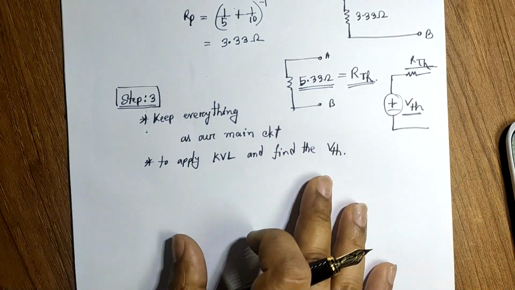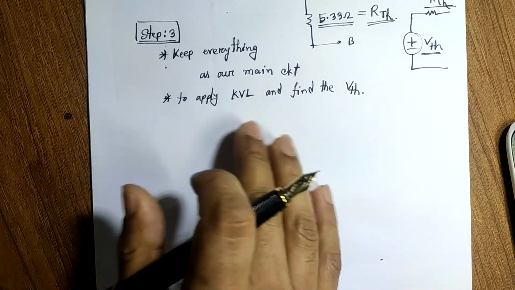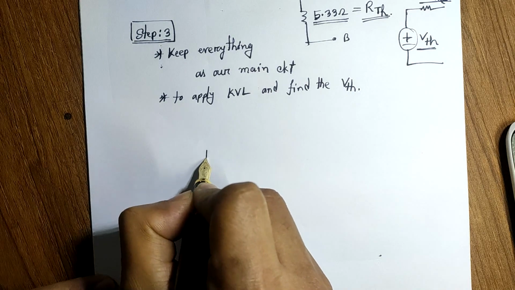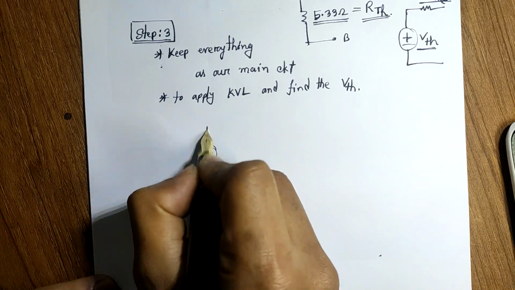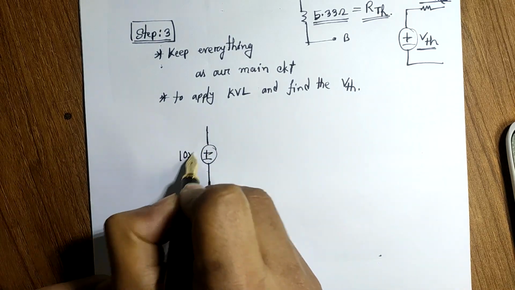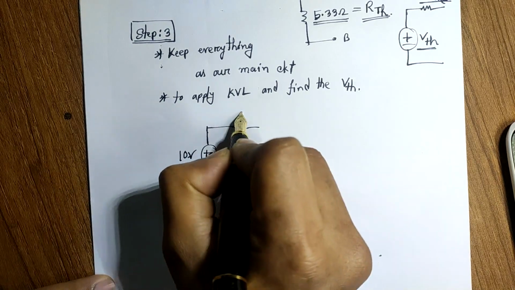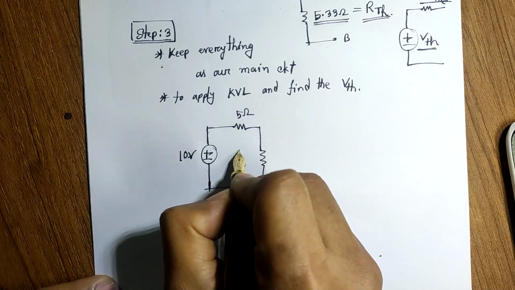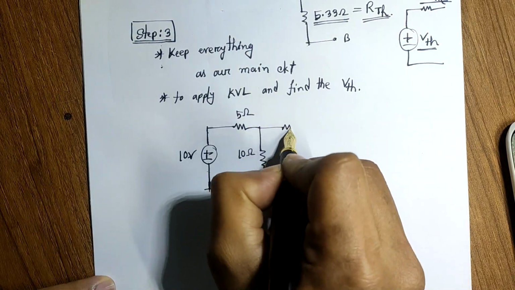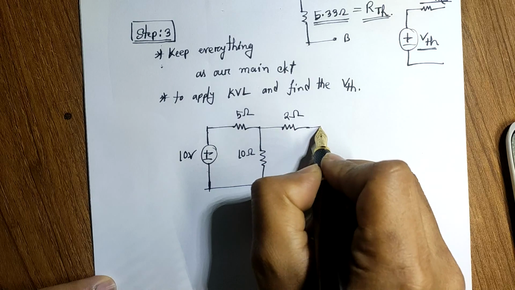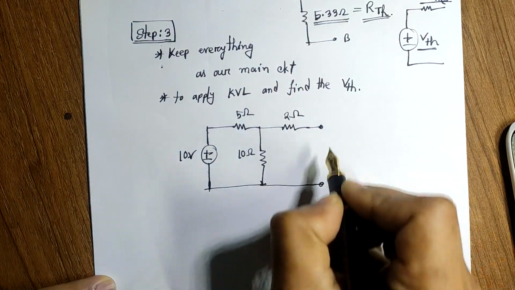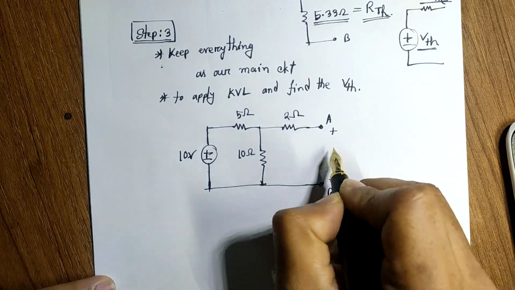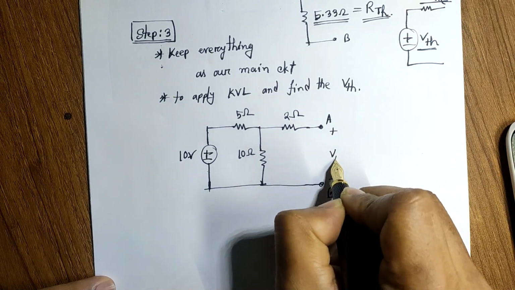So now in step number 3, since we are focused on finding the value of VTH, we have to go back to our original circuit. That means we cannot remove anything. So our previous circuit was a 10 volt supply with 1.5 ohm resistance here and the 10 ohm resistance here. There is a 2 ohm resistance here and terminals A and B. And let's also call the voltage between these terminals A and B as VAB.